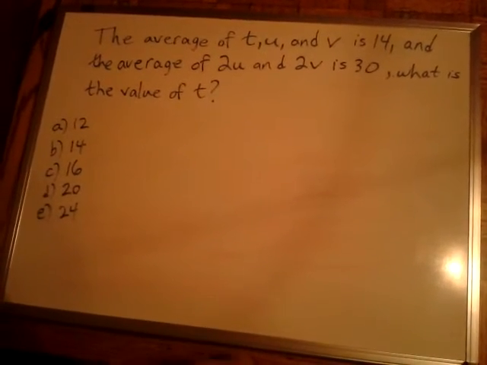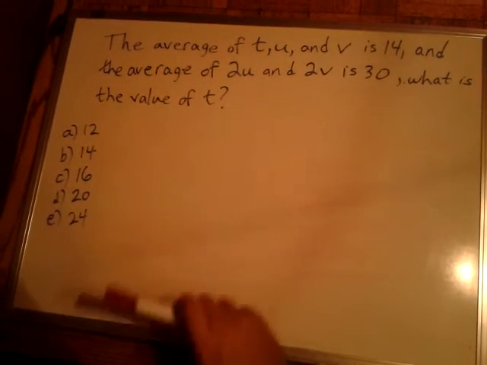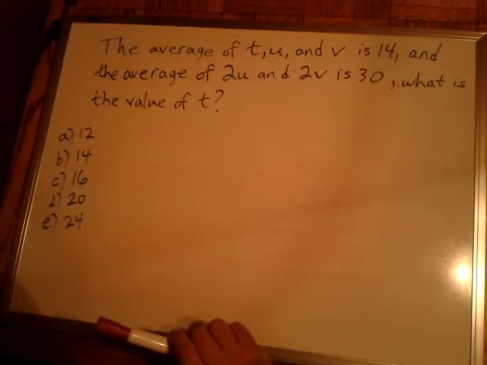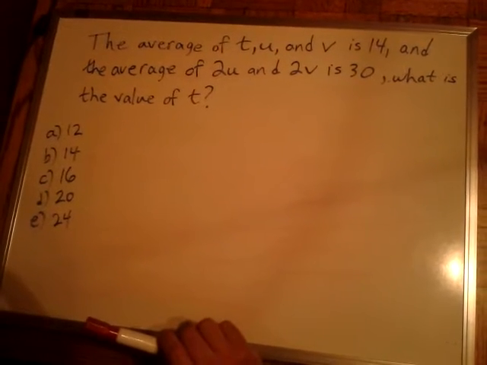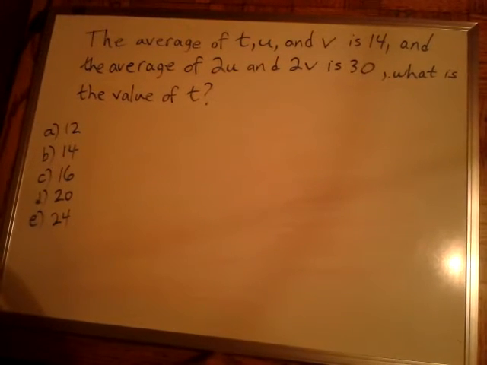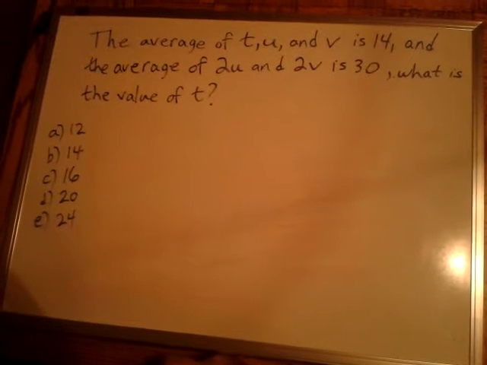All right, looks like today we have an average question. Let's see what we have here. The average of t, u, and v is 14, and the average of 2u and 2v is 30. What's the value of t? They've given us some answers. Why don't you pause the video, think about it, see what you can do with it. We'll come back and get this one solved.